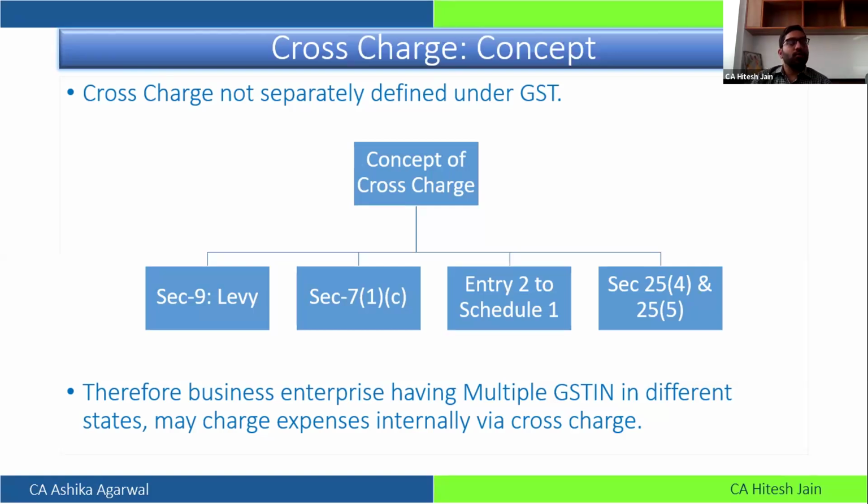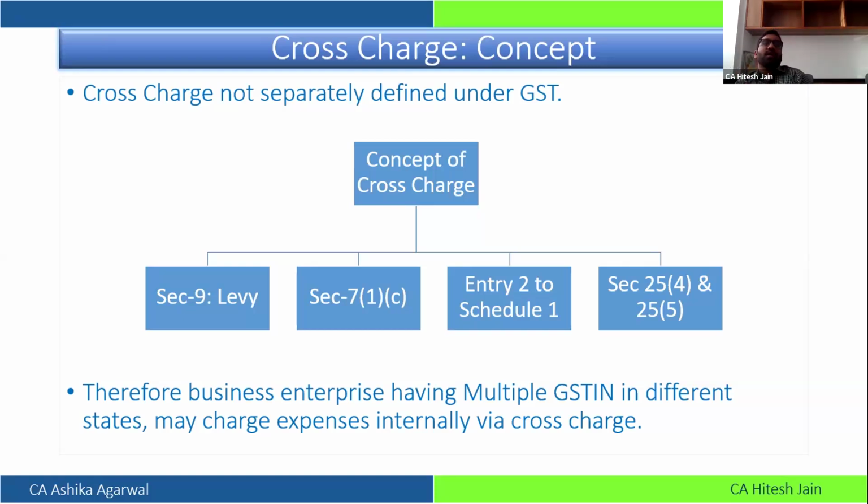Next, we come to entry 2 to Schedule 1, which states that supply of goods or services to a related person or distinct person specified under section 25 of the Act, whether or not involving consideration, in the course or furtherance of business. So if you are supplying any goods or services to your distinct person or related person, even if you are not charging any consideration, such a transaction will also be covered under the scope of supply by virtue of entry 2 to Schedule 1. And the corresponding section where distinct persons and related persons have been defined is section 25 subsection 4 and section 25 subsection 5, where the law has given us the definition of distinct persons very clearly.